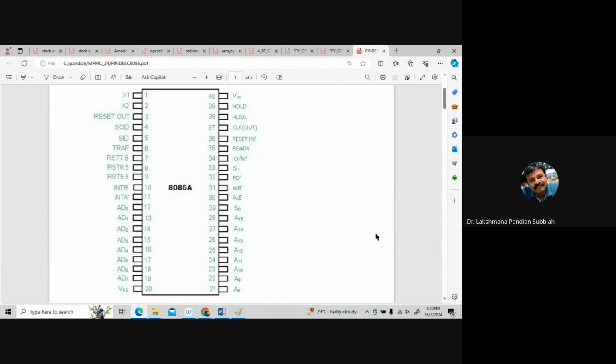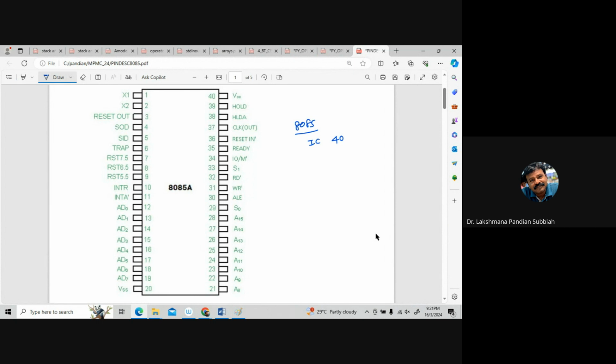Okay, good morning, students. Today we are going to see the pin diagram for the 8085 processor. Right here we have a single IC, that's the 8085 IC. That IC is a 40 pin IC, with 20 pins on the left side and 20 pins on the right side.